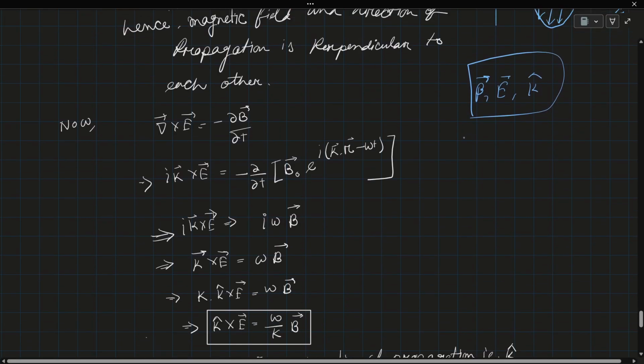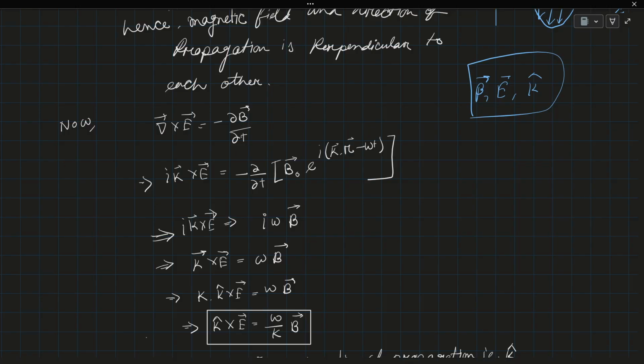To prove this, I am going to take the Maxwell equation, del cross E equals minus del B by del t. From the same argument, del cross E can be written as ik cross E, since del can be written as ik. And then del B by del t. What was B? B equals B naught e to the power i(k dot r minus omega t). If I differentiate this with respect to t, then what will I get?